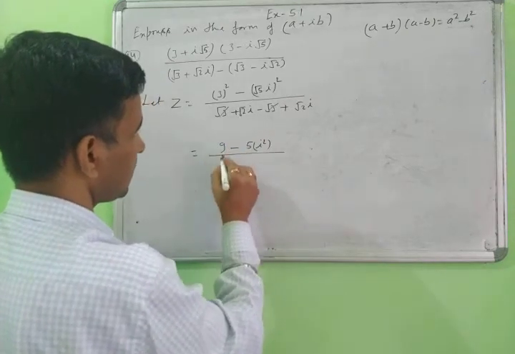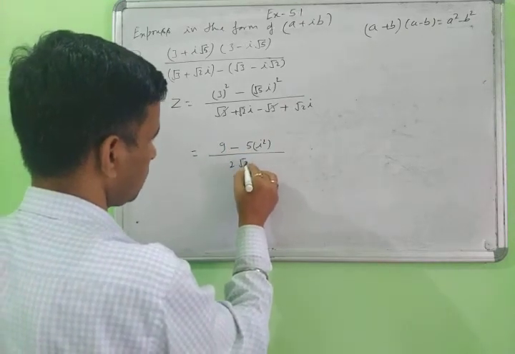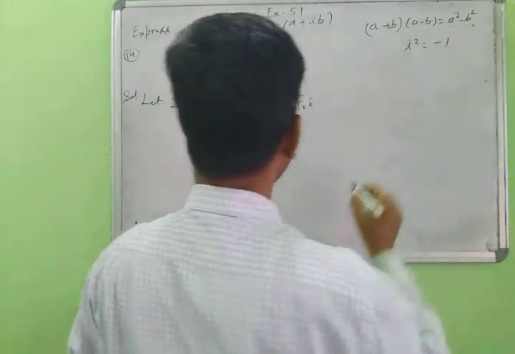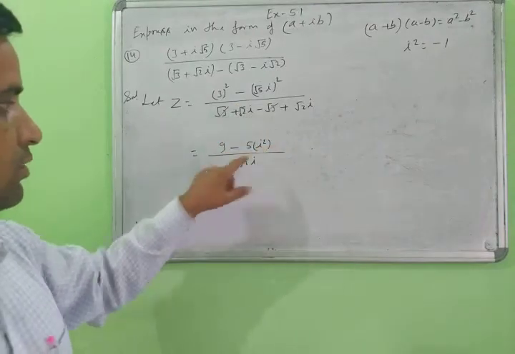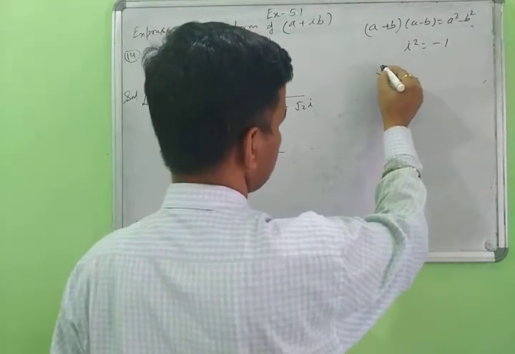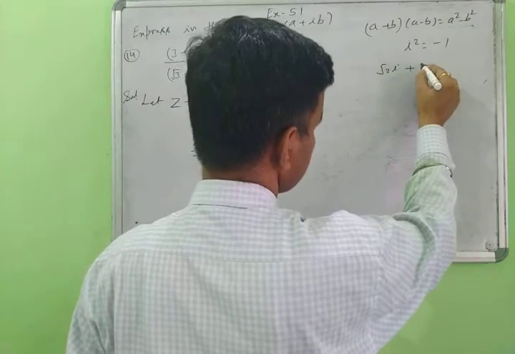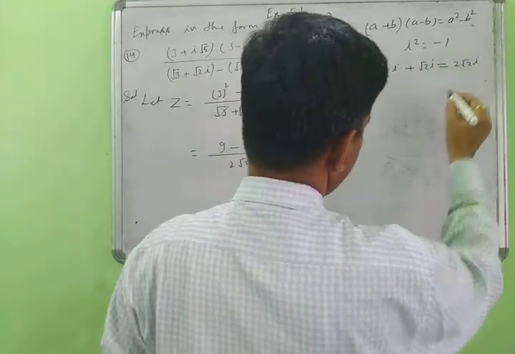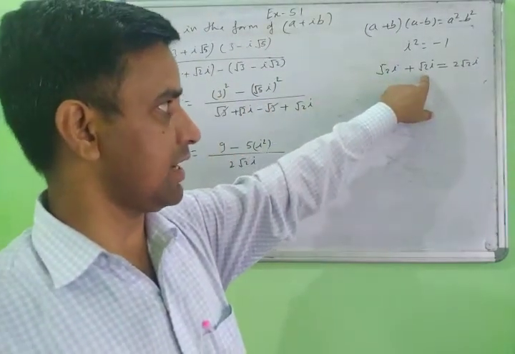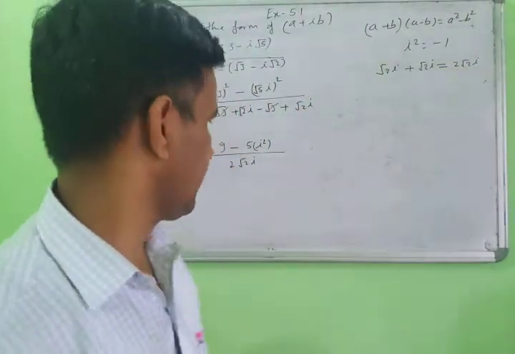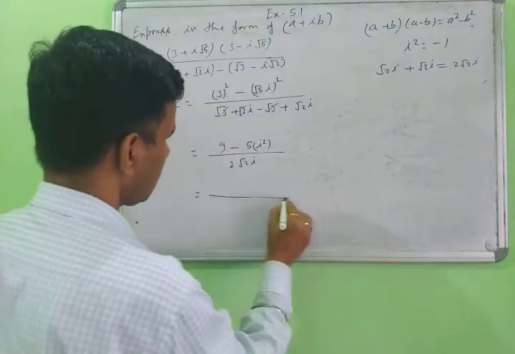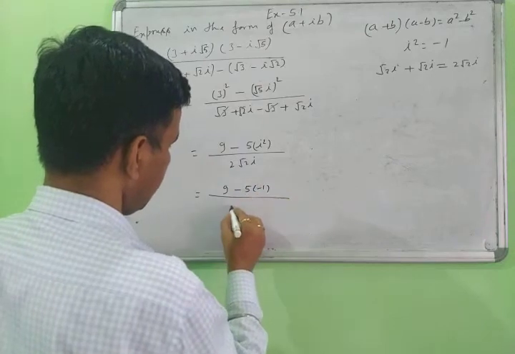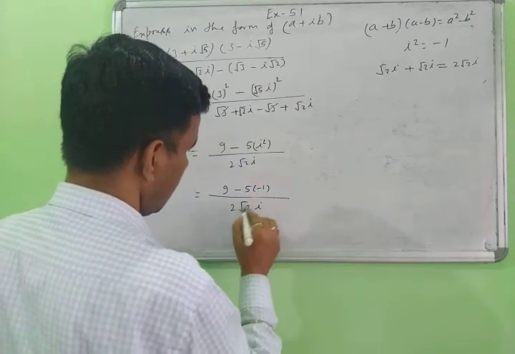Next, 2 root iota means 2 root 2 iota. Now look here, the value of iota square equals minus 1. So iota square is converted to minus 1. In the denominator, write 2 root 2 iota plus 2 root 2 iota. What will be the result? This is 2 root 2 iota. So here write 9 minus 5 times minus 1, over 2 root 2 iota.